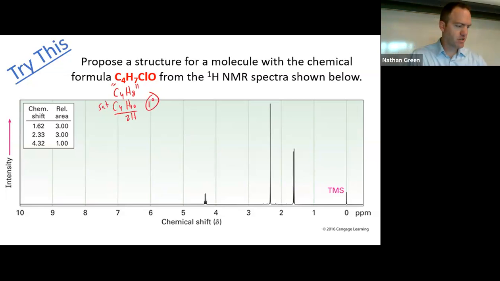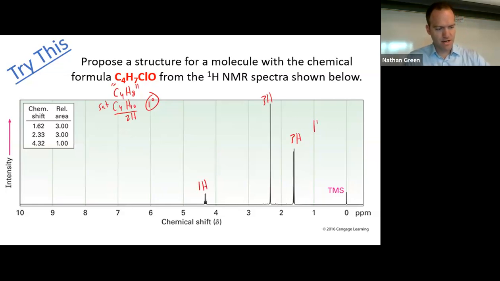Do I need to do anything with my integrations or am I good to go? Well, no. I've already done my degrees of unsaturation, so I have 1 degree of unsaturation here. What I'm asking is, are my integrations here ready, or do I need to multiply them? They're ready. 3 + 3 is 6, + 1 is 7. Those add up to 7. I only need 7. So 3 protons over here, 3 protons over here, 1 proton over here. With me so far?